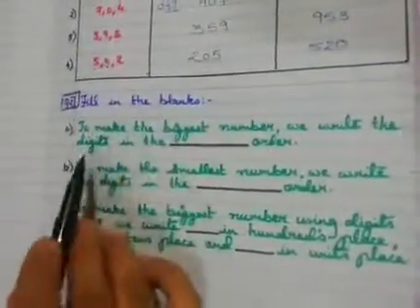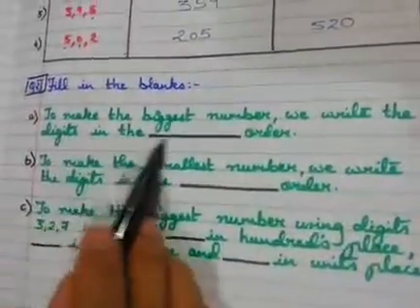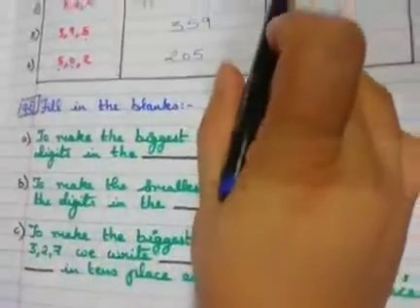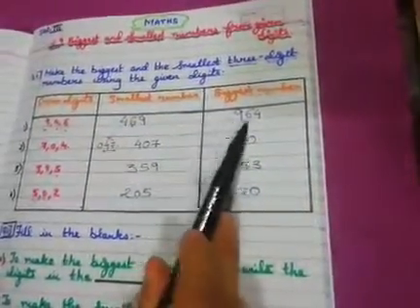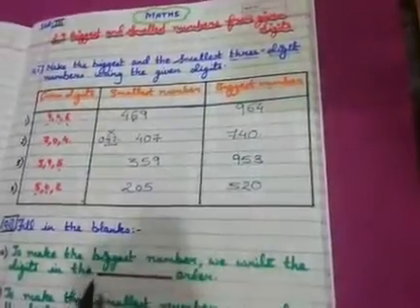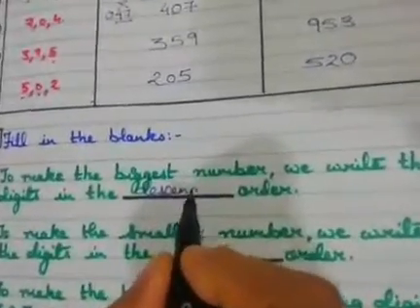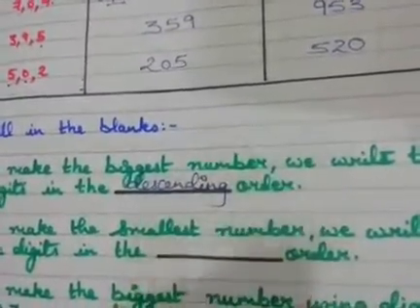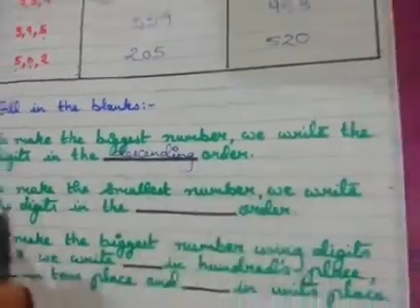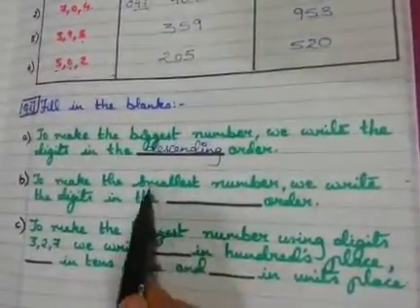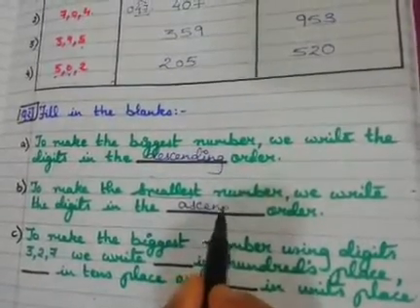Question 2, fill in the blanks. To make the biggest number, we write the digits in the dash order. Now children, when we were making biggest number, we write these digits in which order? From biggest to smallest, that is descending order. So when you make the biggest number, we write the digits in descending order. To make the smallest number, we write the digits in the dash order. Now if you want to make the smallest number children, you will write the digits in ascending order.